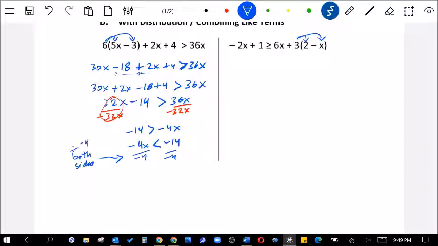Divide by negative 4, both sides. And that means x, and switch the inequality. It turns back the way it was, but for a different reason now. Okay, so these go away. Here, the negatives go away, and we have 14 over 4.